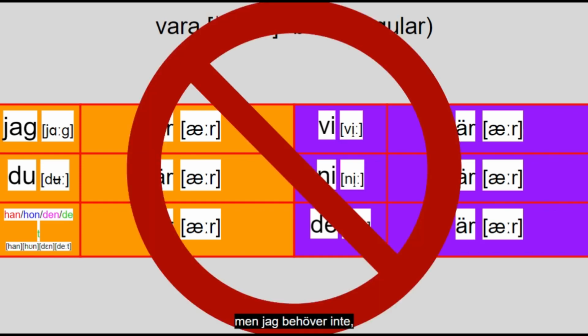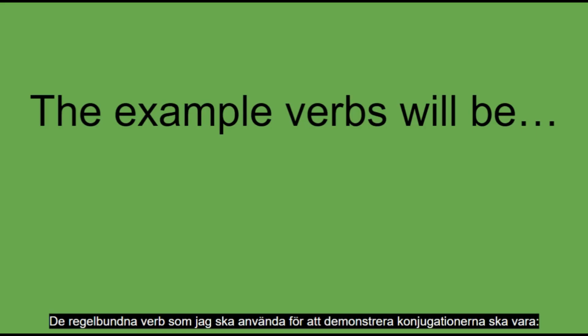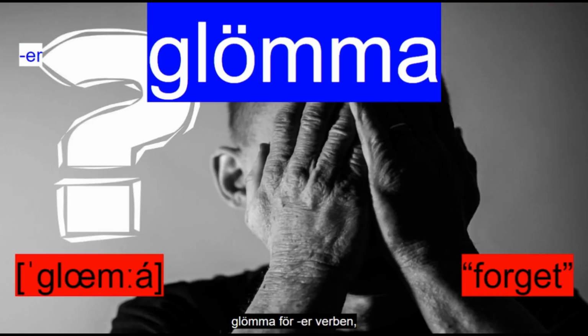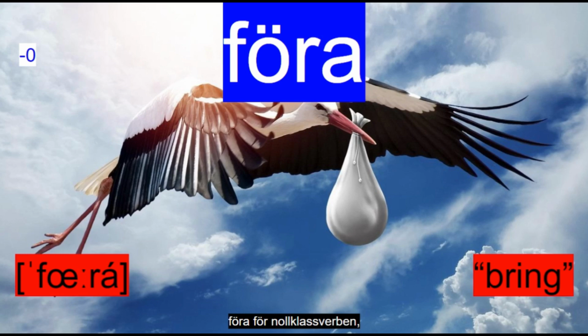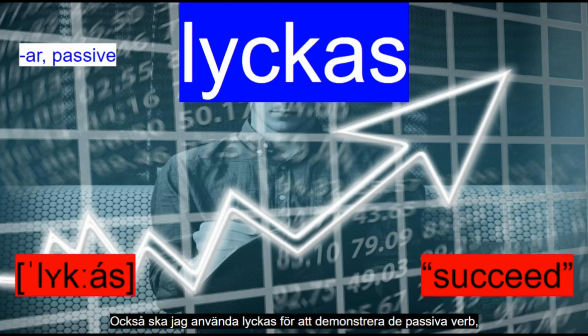I could show a chart like this, but I don't need to, so I'll just show all the tenses and classes on one chart as I cover them. The regular verbs I'll be using to demonstrate conjugations will be smaka for the ar verbs, glömma for the er verbs, föra for the zero-class verbs, and bo for the random vowel class. I'll also use lyckas to demonstrate the passive verbs, but be aware that it's also an er verb.